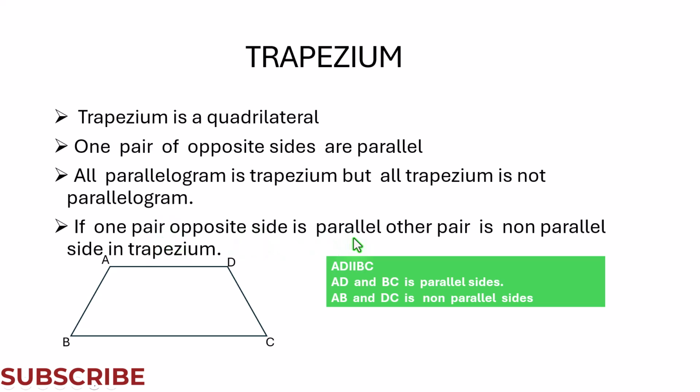In a trapezium, one pair of opposite sides is parallel and the other pair is non-parallel. AD is parallel to BC, so AD and BC are the parallel sides, and AB and DC are the non-parallel sides.